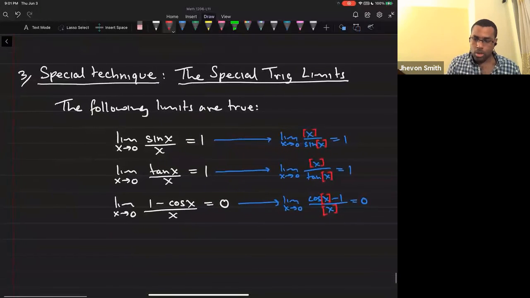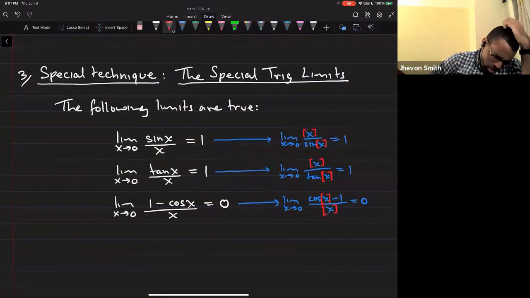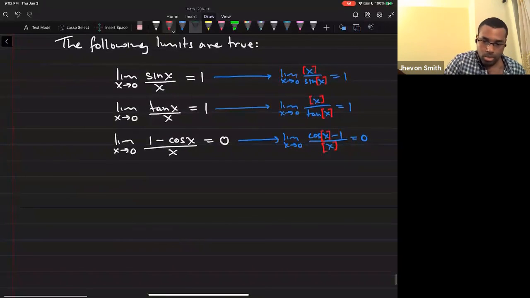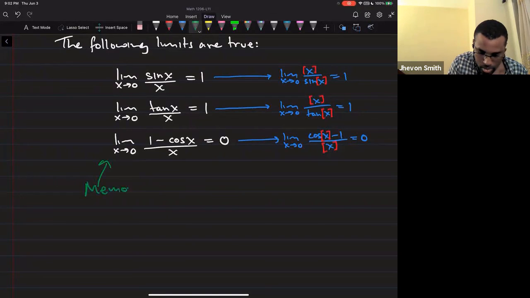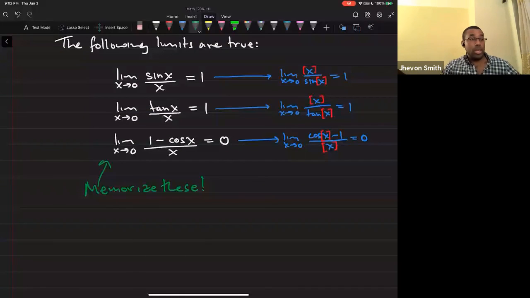So these I'm not going to prove for you. You can prove them using geometry and some trig identities. But these are just given. These are things we know now. Memorize these. Once you have them memorized, that gives you the ability to do a whole bunch of other kinds of examples.